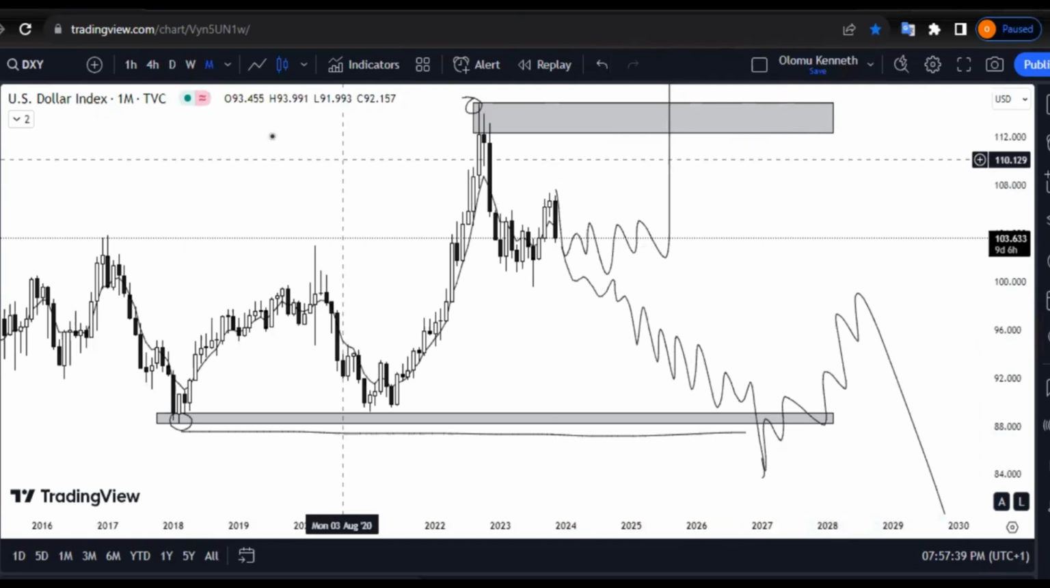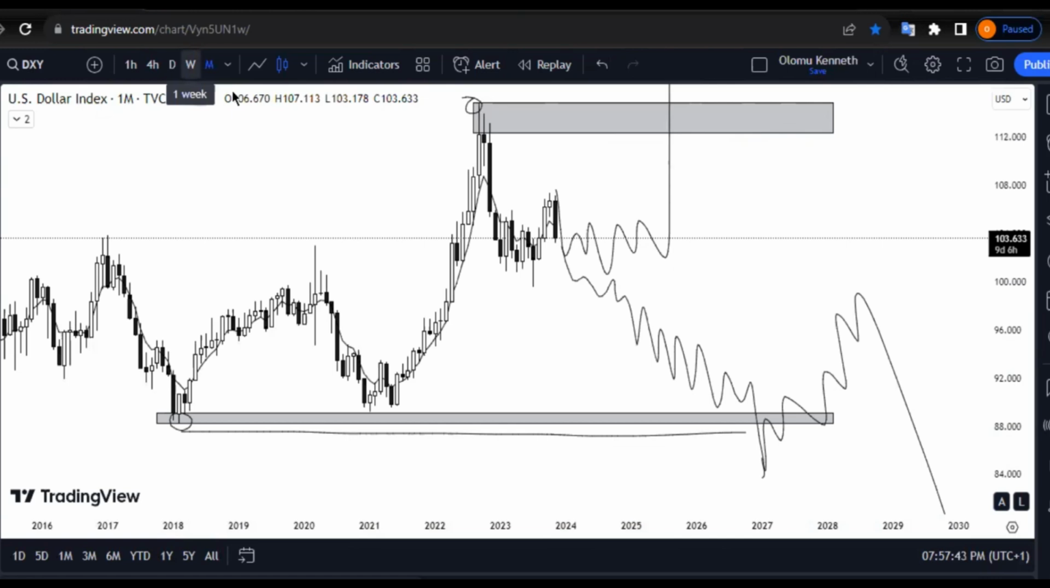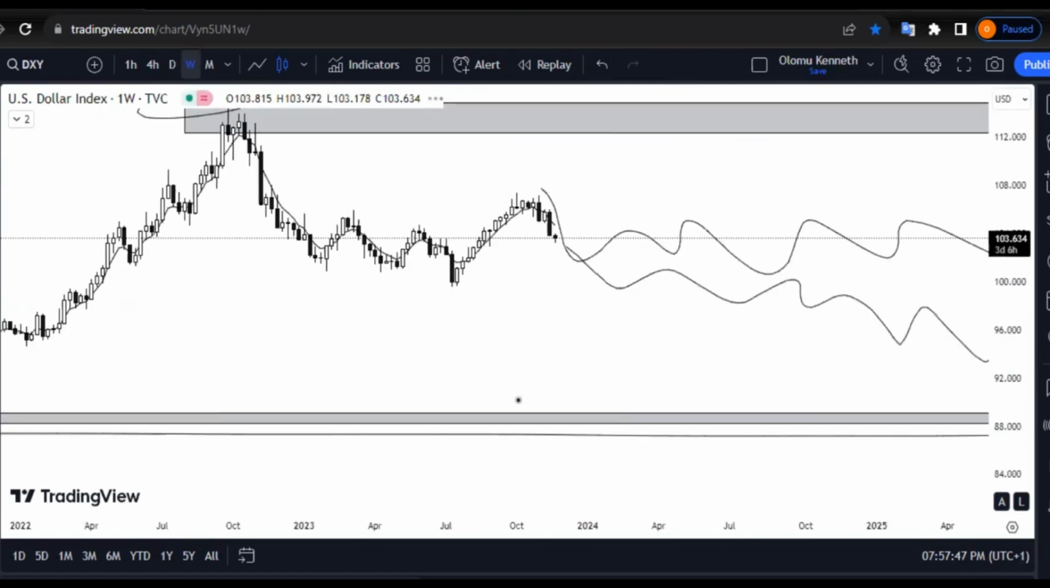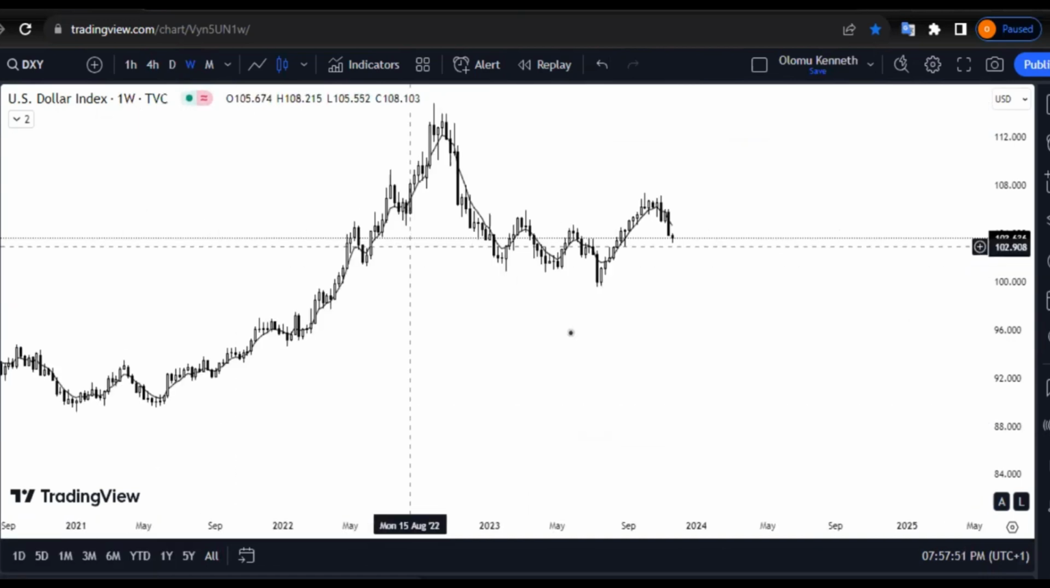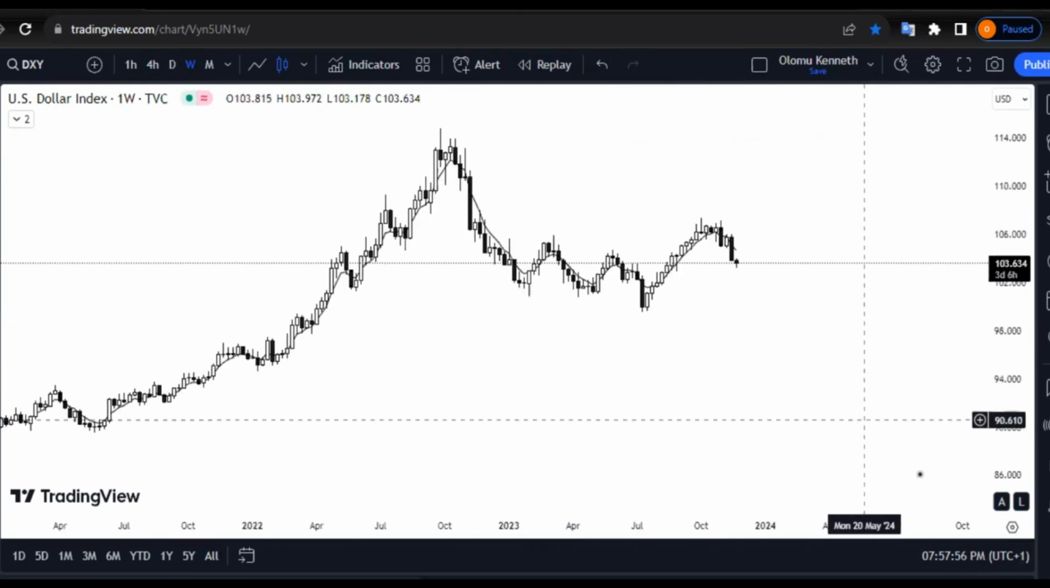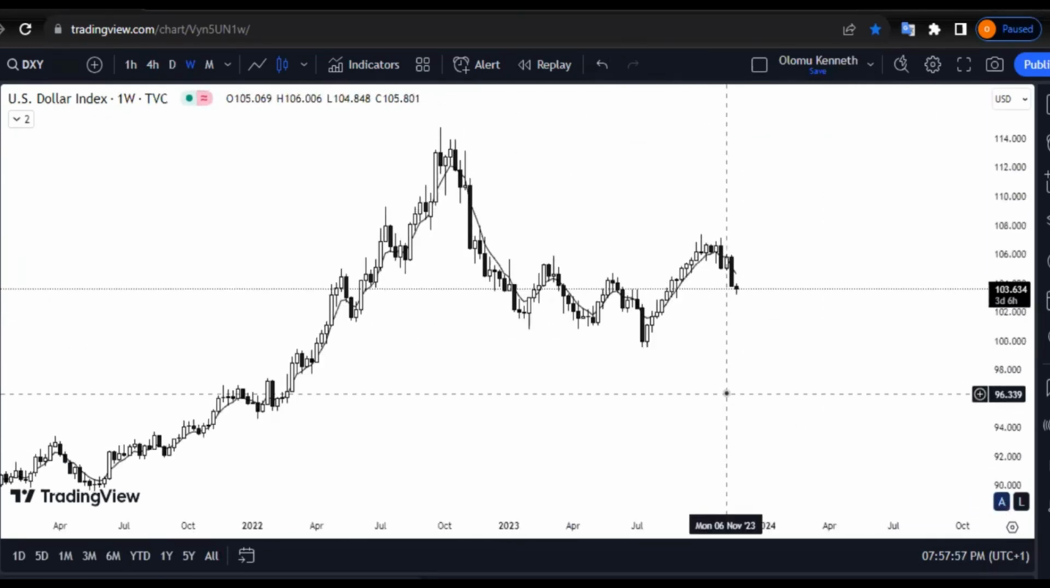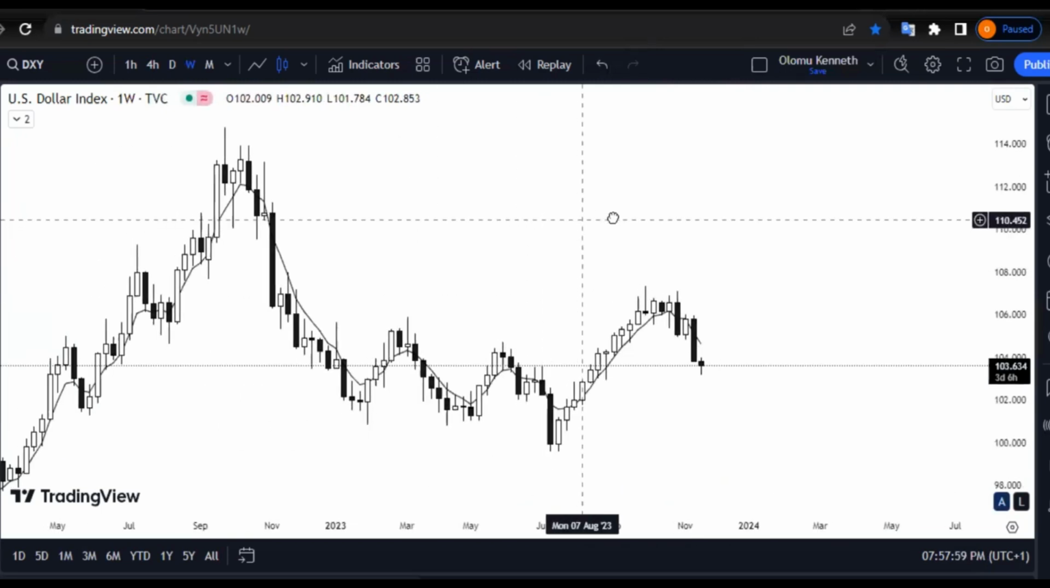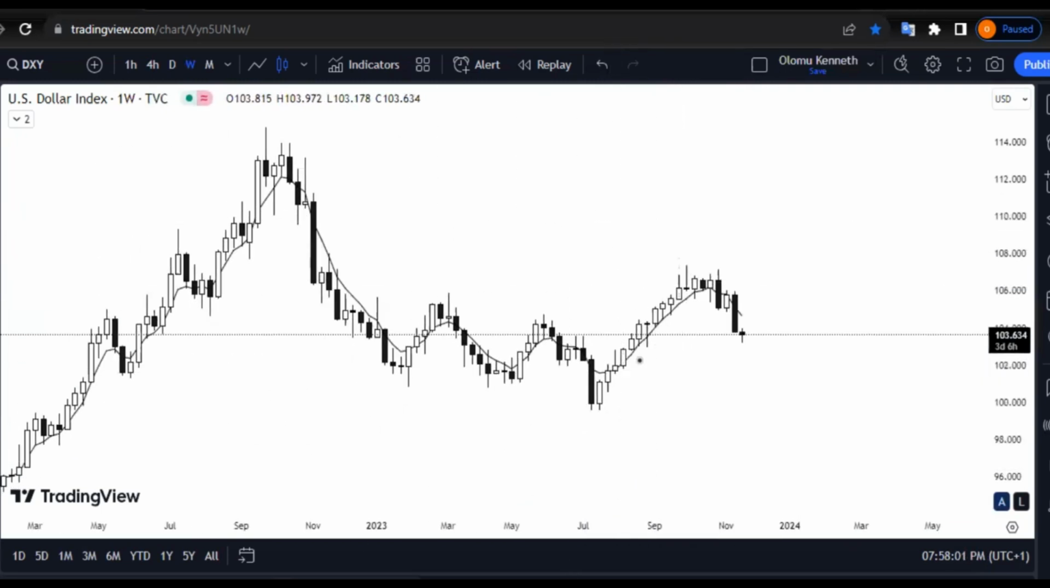So let's check what the weekly is saying and let's know the direction for the week, if we're going to have a bearish candle or a bullish candle. All right. So this is the weekly time frame. And the market is looking more bearish than bullish.